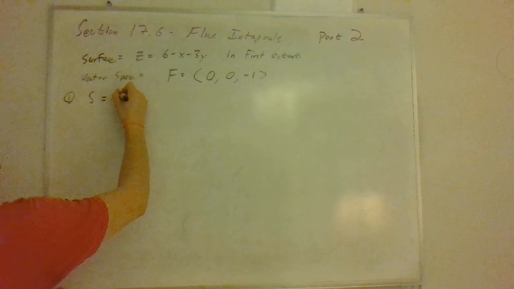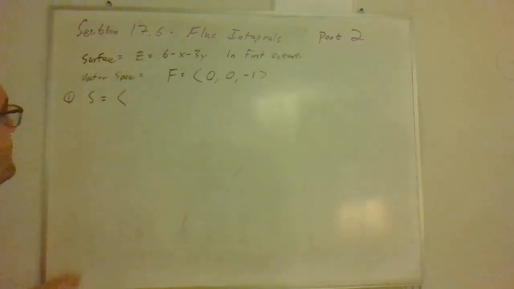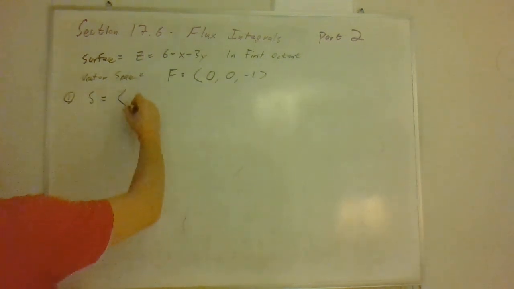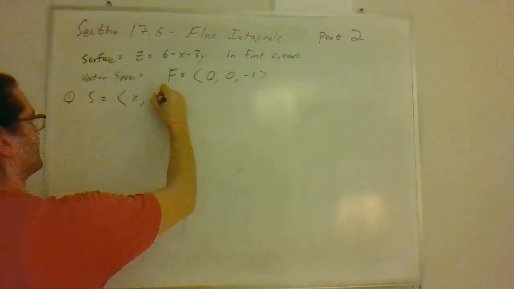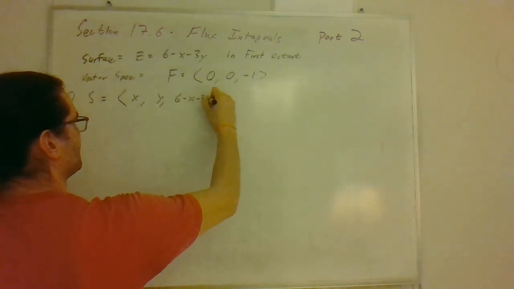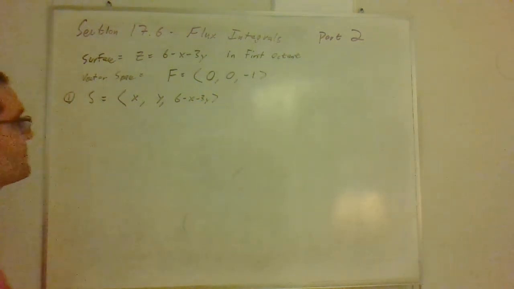S equals, this is another one. We have x's and y's. Let's just use x's and y's. The surface is going to be x for x, y for y, and 6 minus x minus 3y for z. This is my parameterization.